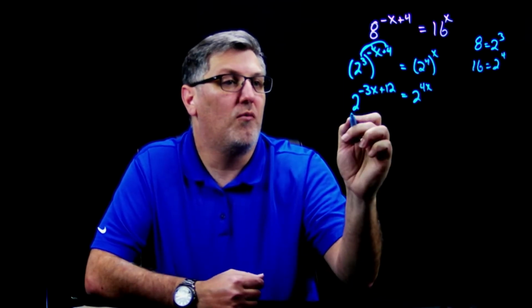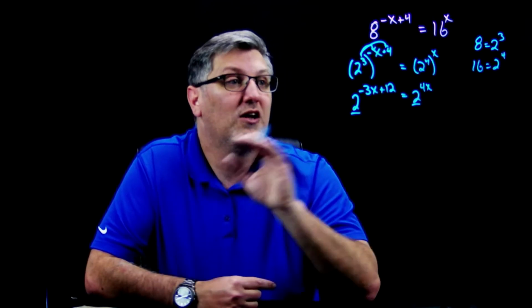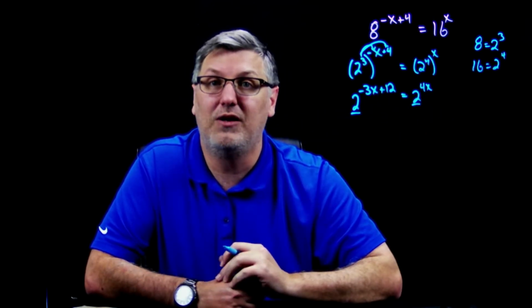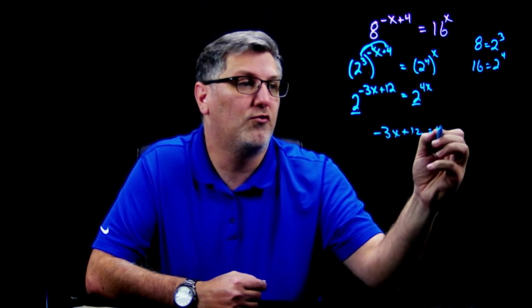So now my bases are the same. That's good. That's a good thing when my bases are the same, because now all I do is take my exponents and set them equal to each other. Negative 3x plus 12 equals 4x.